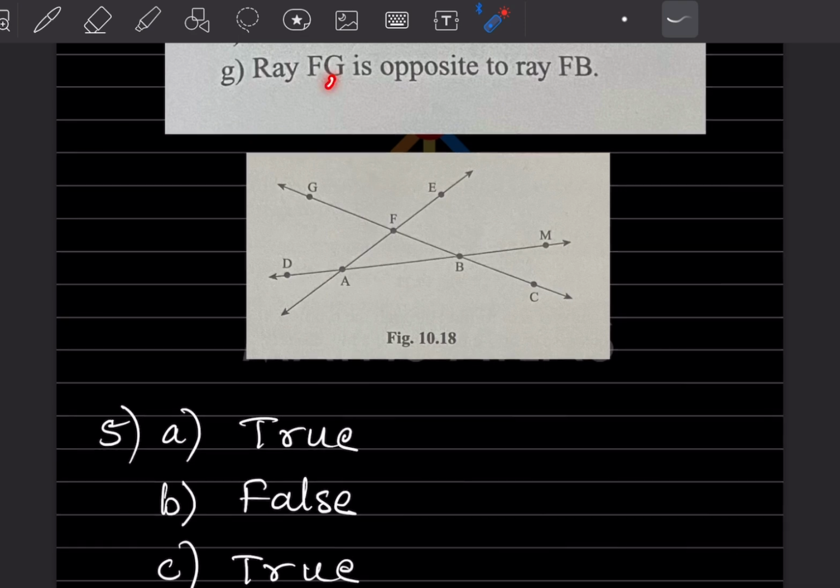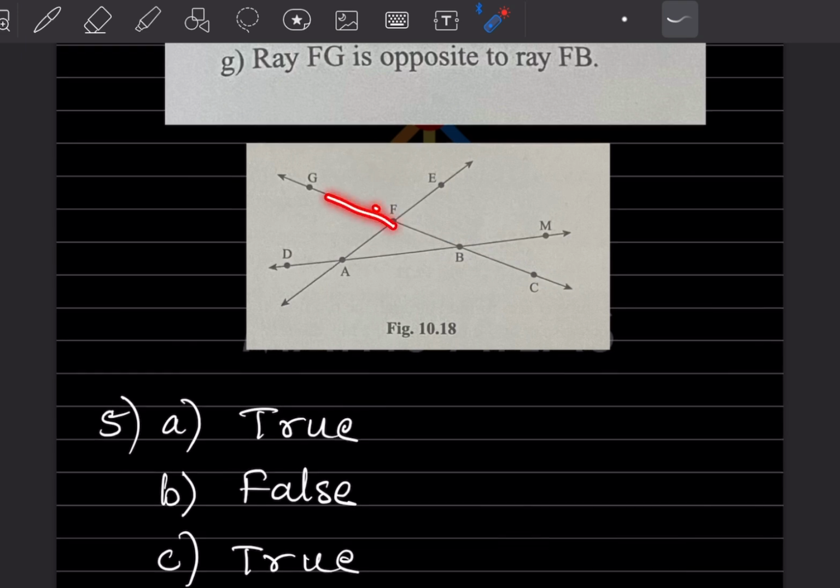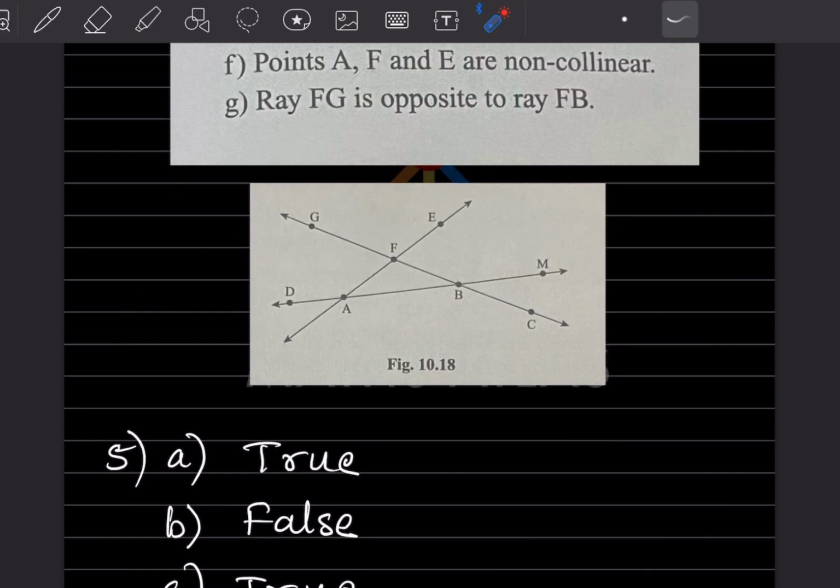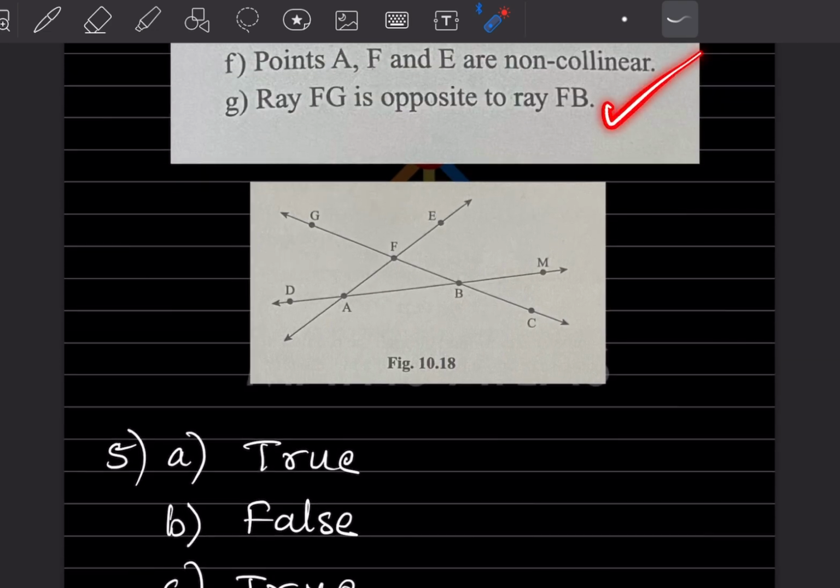Ray FG is opposite to ray FB. Can you see FG? This is the whole ray. And here, this is the ray FB. So FG is opposite to ray FB. So that is going to be true.